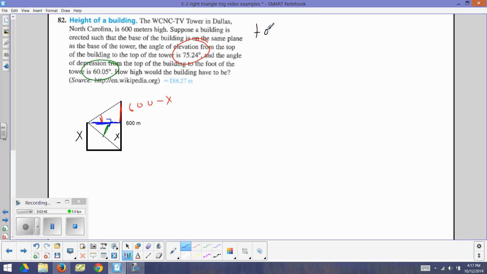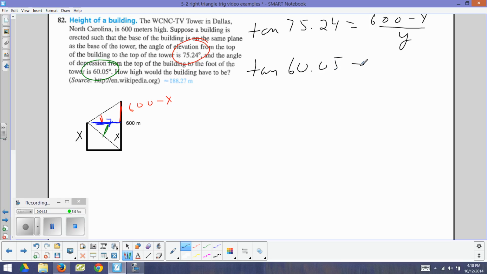I know that the tangent of 75.24 is equal to opposite over adjacent. And I also know that the tangent of 60.05 is equal to the opposite over the adjacent, y. So I have two equations and two unknowns. I could care less what y is, but I do want to know what x is.